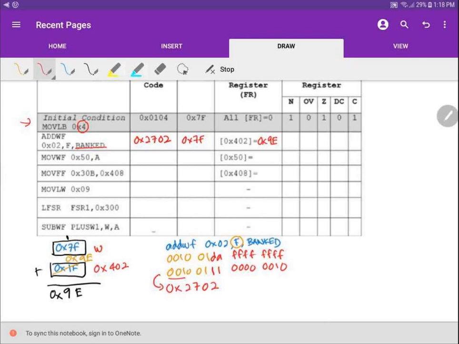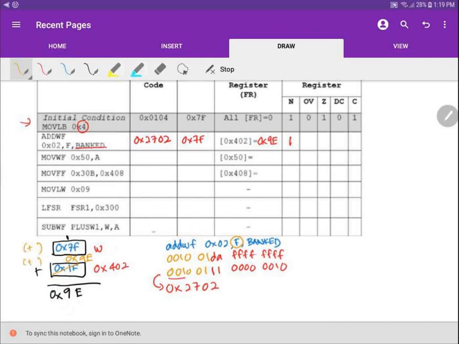So is it negative? Yes, 9E. Remember we saw the range 00 to 7F is positive and 80 until FF is negative. But in case you have doubt, just convert it to binary. You'll see the most significant bit is 1. So this is negative. So what should be the value? 1. Do we have overflow? Now this we have to find out. 7F is positive or negative? 7F is positive. 1F? Positive.